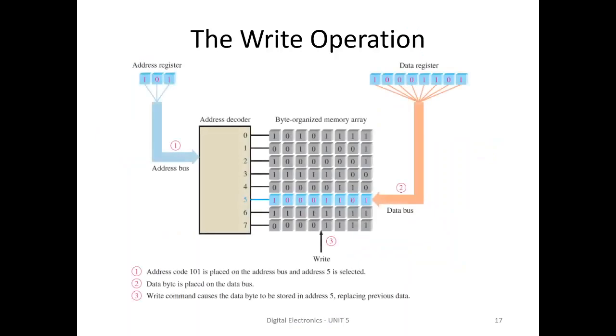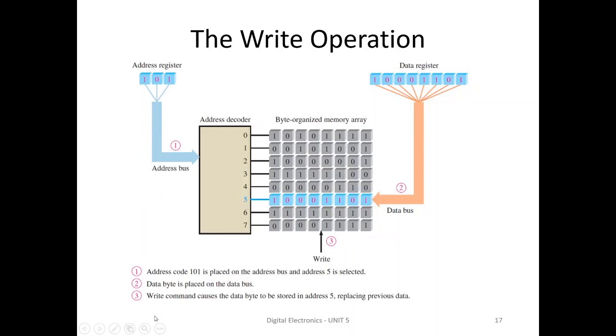So, a write operation. We're going to see address code 0101 is placed on the address bus and address 5 is selected. First, you are going to tell the memory, the chip, what you're going to do. So you're going to do a write operation. So you have to place an address code 101. I'm placing it on the address bus. So it is taken to the address decoder and it is decoded and selected.